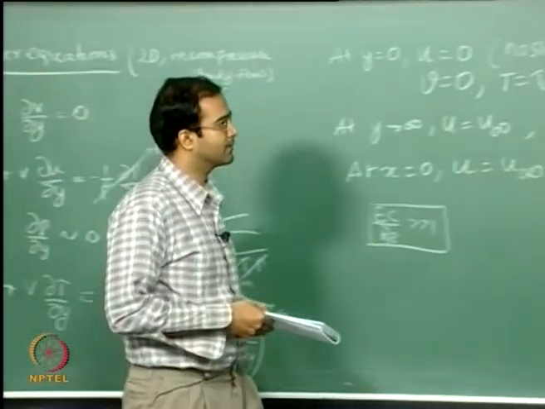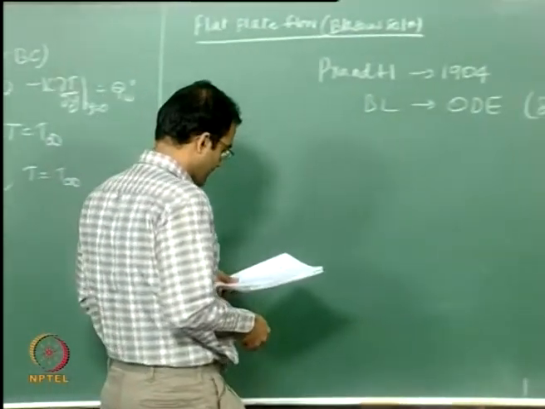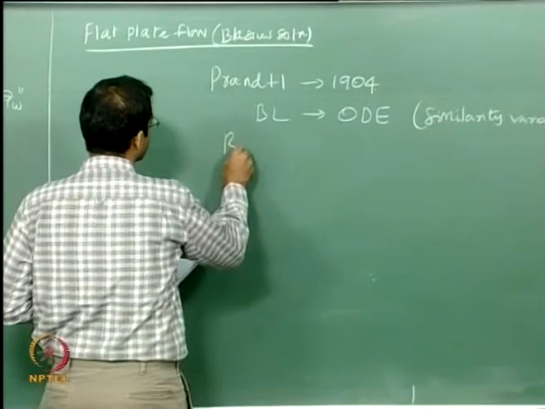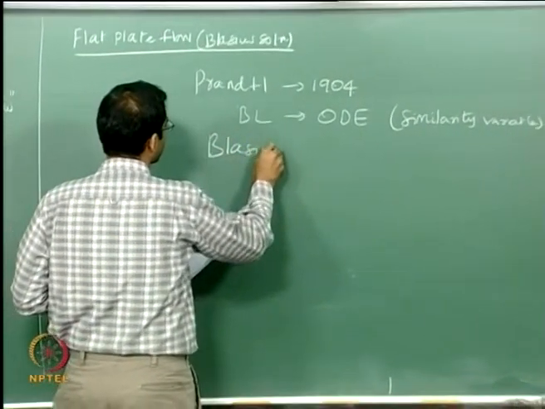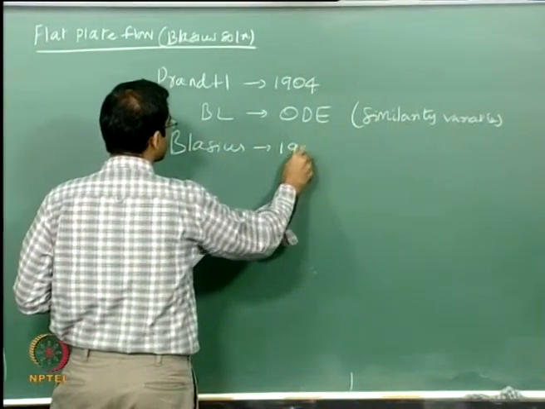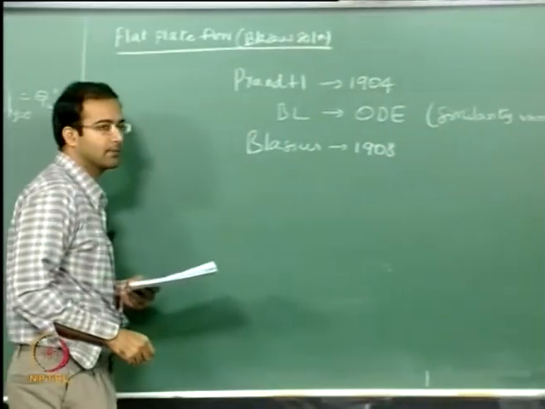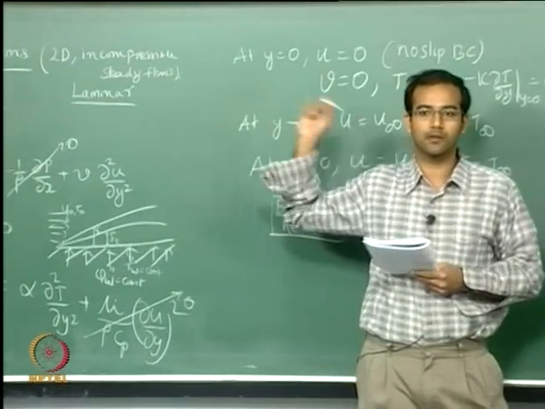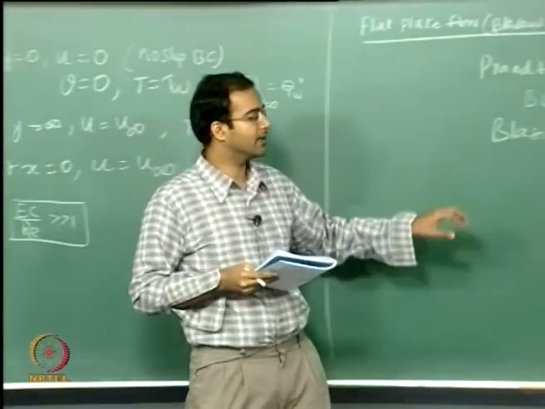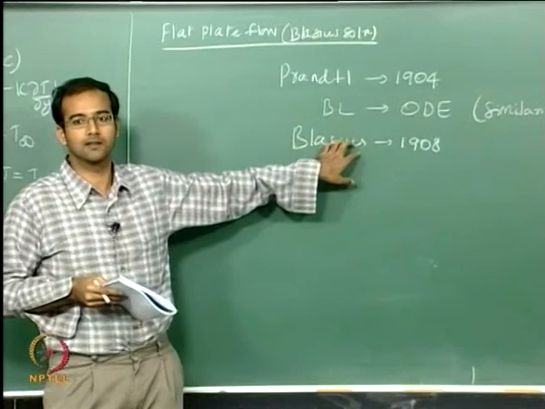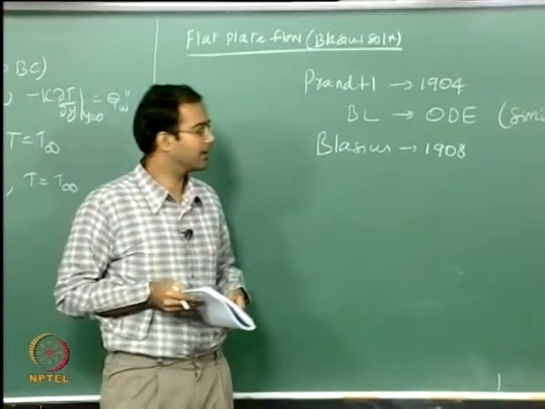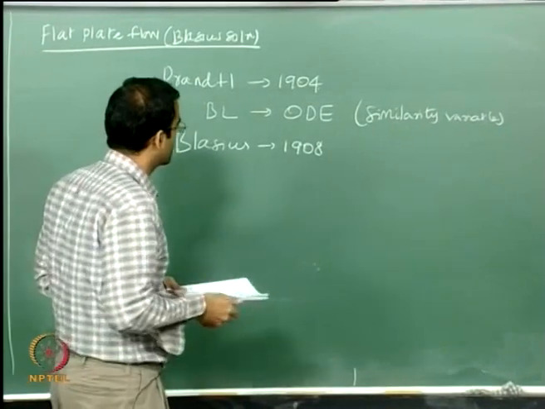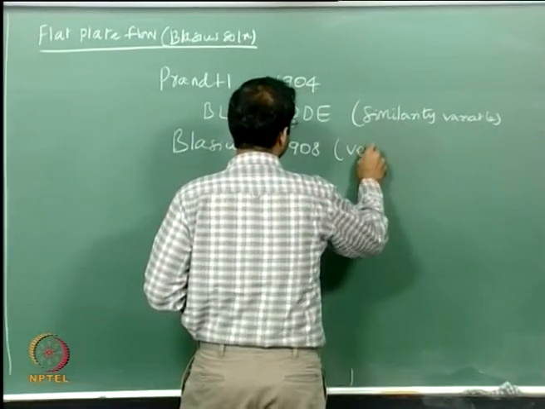This is called a similarity solution, and in fact it was a student, Blasius, in 1908, who did this similarity solution for the flat plate, which we are going to do. What we are going to do next is trace identically what Blasius did, exactly the way that he solved it. So he got the solution for the flat plate velocity profiles.